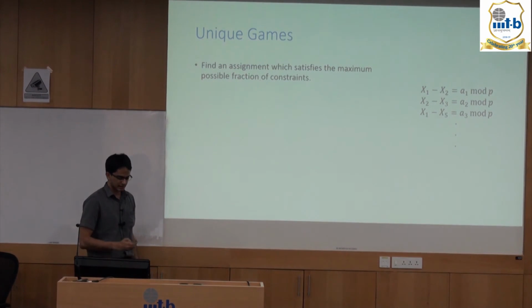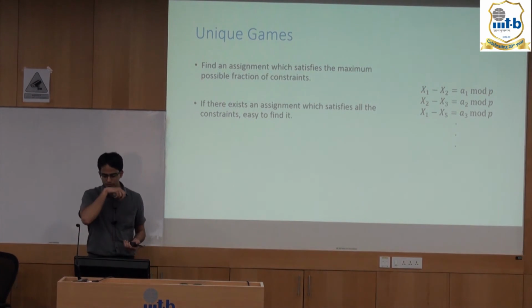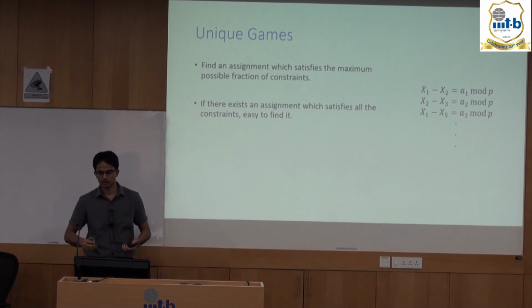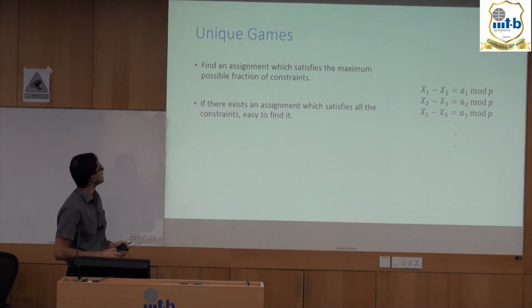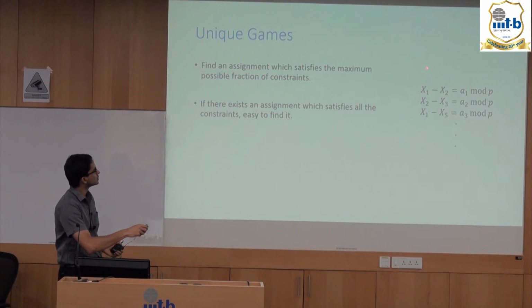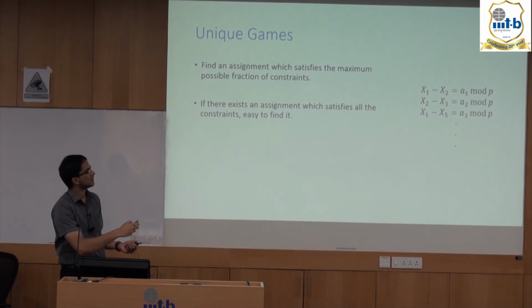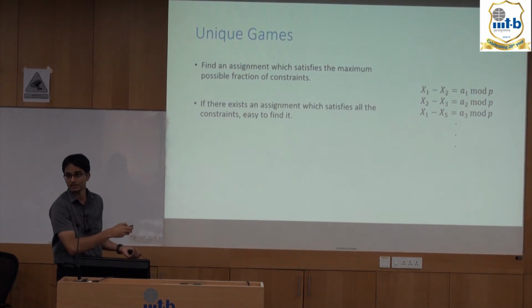What's good about these is that if there exists an assignment which satisfies all of these constraints, then it's very easy to find. Why is that? Let's say there exists an assignment which satisfies all of these constraints, and say x1 is 0. Then x2 has to be minus a1. There's no other option, right? So you fixed x2. And if you know there exists an assignment which satisfies all these constraints, then there is a unique value for x3 which will satisfy the second constraint.